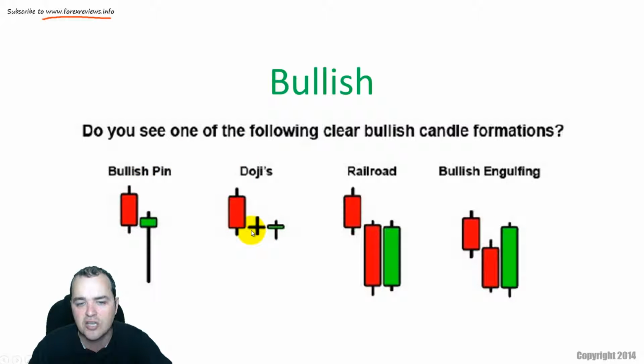Doji is an indecision candle, for all those that are wondering. It's what precedes a doji that's important. A railroad is a very powerful reversal candle as well. So these are some common bullish signals, and here are four of the main ones that you want to be able to recognize on the Forex chart. They're always there and they're very common.